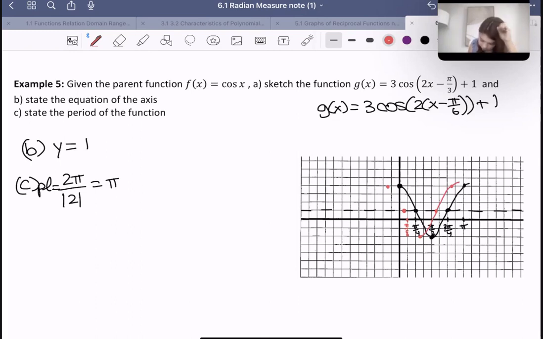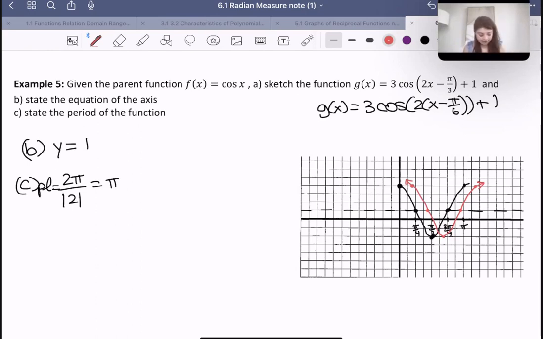Oh, sorry, I shifted it left. I was supposed to shift it right. Okay, so actually let's try that again, because it's supposed to be shifted right, not left, and I was shifting it left. Okay. There we go. All right, well, there it is.